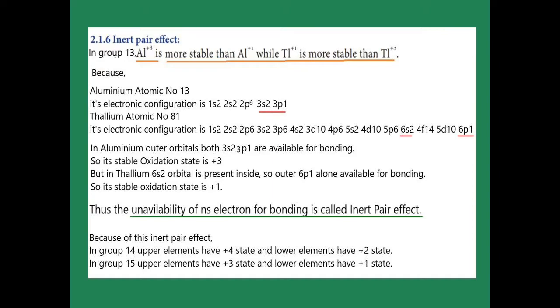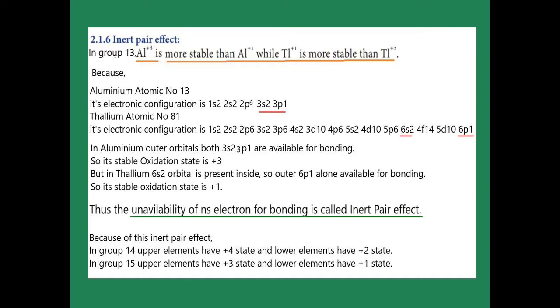But thallium +1 is more stable than thallium +3. Let's see what the reason is behind that. First, aluminum, atomic number 13. 13 means 13 electrons are present, so the electronic configuration is 1s2, 2s2, 2p6, 3s2, 3p1.